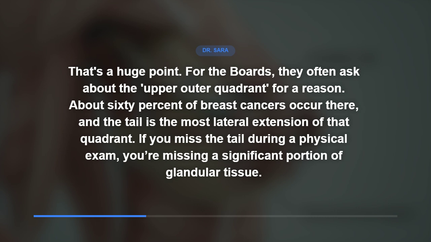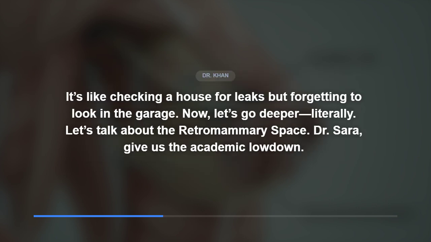That's a huge point. For the boards, they often ask about the upper outer quadrant for a reason. About 60% of breast cancers occur there, and the tail is the most lateral extension of that quadrant. If you miss the tail during a physical exam, you're missing a significant portion of glandular tissue. It's like checking a house for leaks, but forgetting to look in the garage.